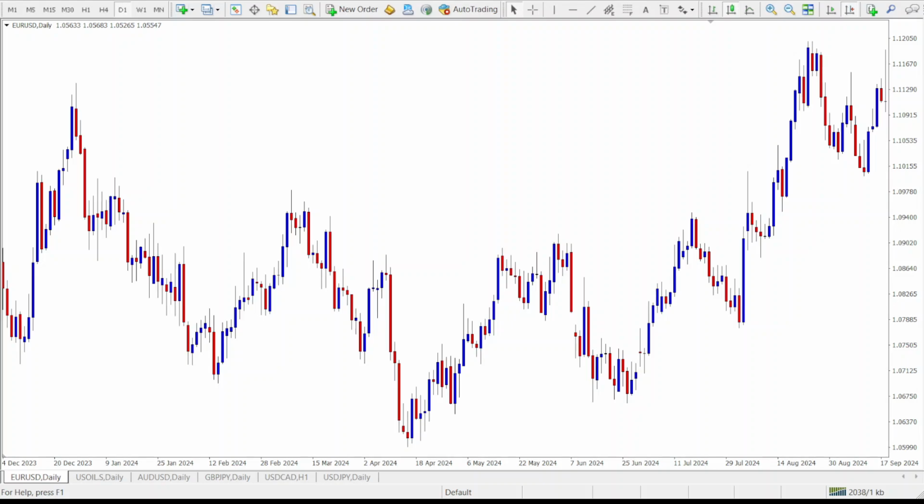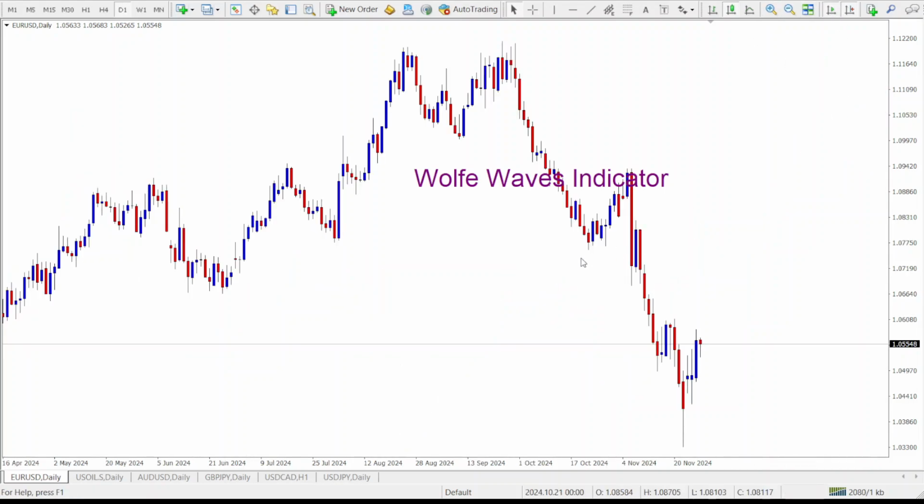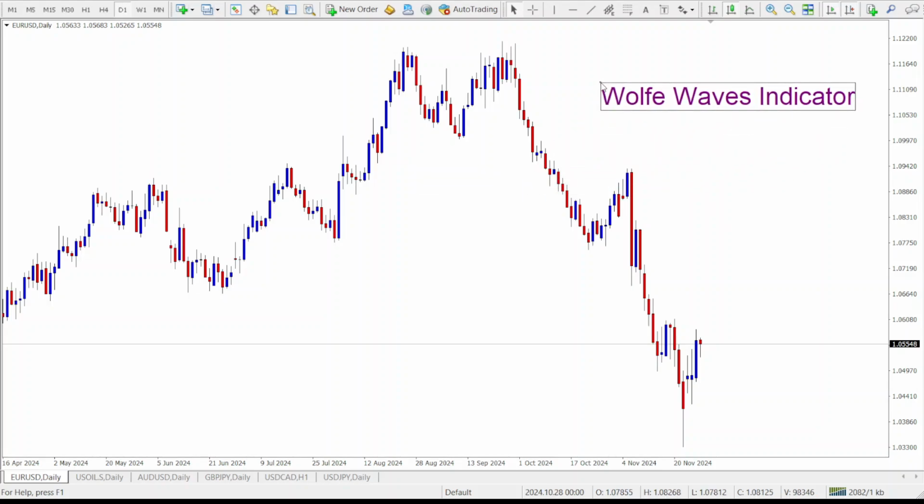Okay, in this particular video we are going to be discussing a custom indicator titled Wolfe Waves Indicator. It's a custom indicator, so you know that you need to download it first from an external site, and then you have to add it to your indicators library for your MetaTrader platform. After that, you can restart your MetaTrader terminal and then load the indicator to the chart.